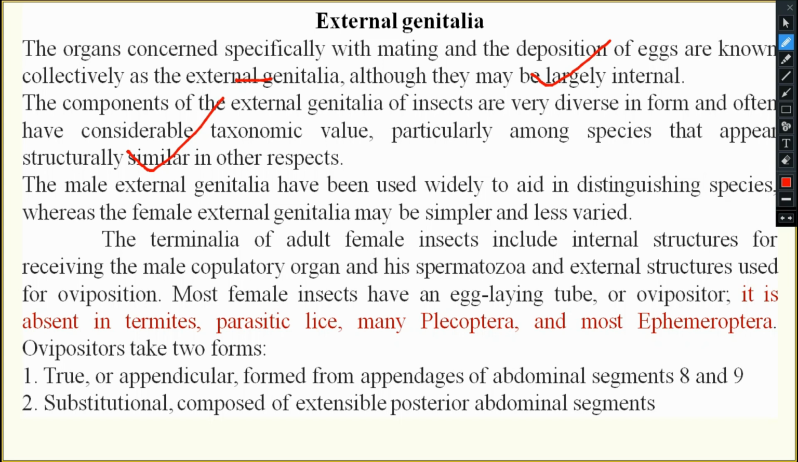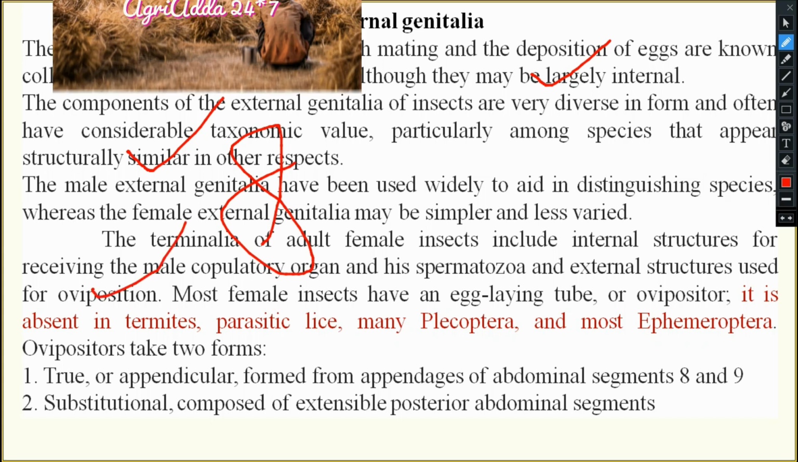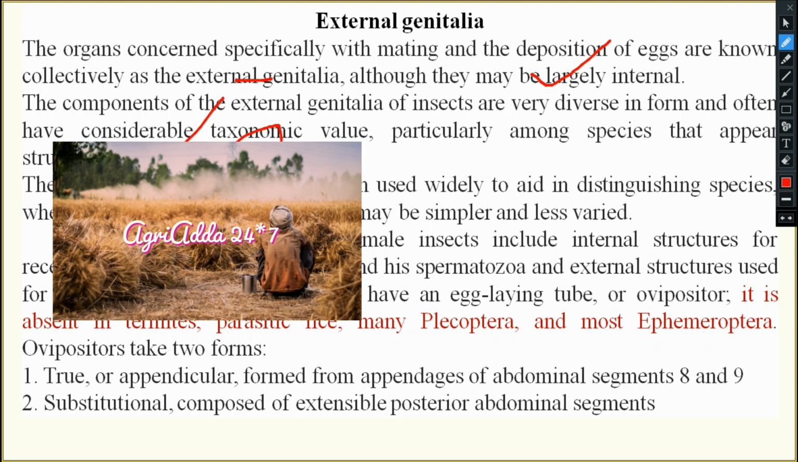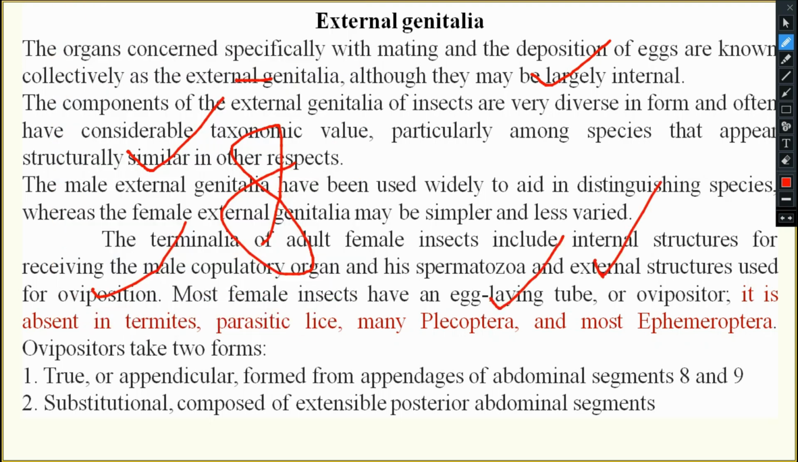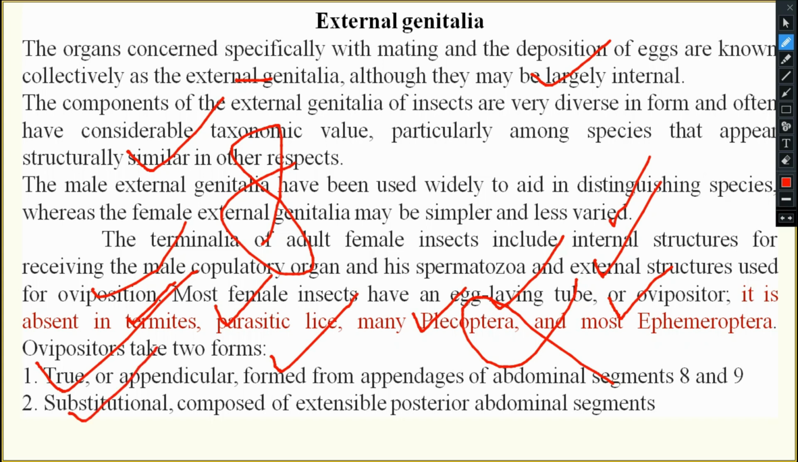The terminalia of the adult female insect include internal structures for receiving the male copulatory organ (8th segment) and his spermatozoa, and external structures used for oviposition (9th abdominal segment). Most female insects have an egg-laying tube, the ovipositor, on the 9th abdominal segment. It is absent in termites, parasitic lice, many Plecoptera, and most Ephemeroptera. Not important for your particular syllabus. Ovipositor takes two forms: the true one and the false one. The true one is in all other insects. The false one is in some of the Diptera adults like fruit flies. That is known as pseudo-ovipositor.